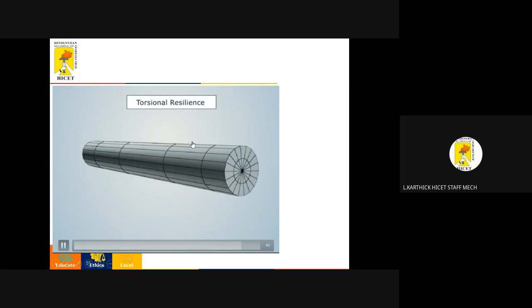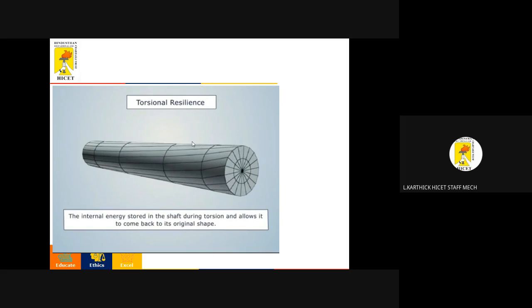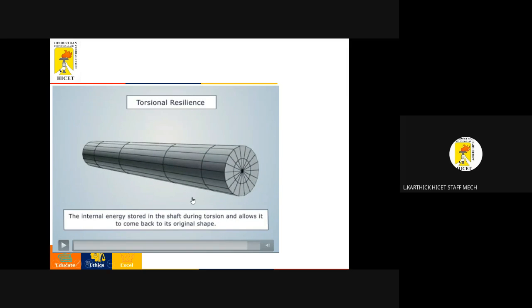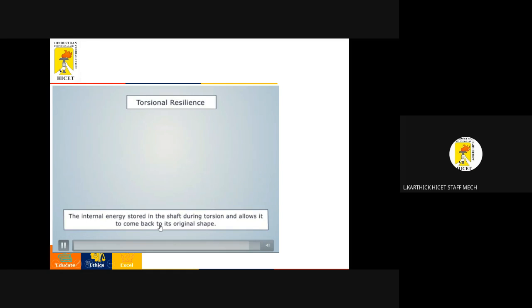So what is meant by torsional resilience? Torsional resilience is nothing but the internal energy stored in the shaft during the torsion, and it allows the shaft to come back to its original shape. Just recall the assumptions of the torsion equation, I hope it's the fifth point: the stress induced in the shaft should be within the elastic limit. What it means is that it should regain its original shape. So torsional resilience also induces the same point: the internal energy stored in the shaft during the torsion allows it to come back to its original position. That's the major word which indicates the torsional resilience.